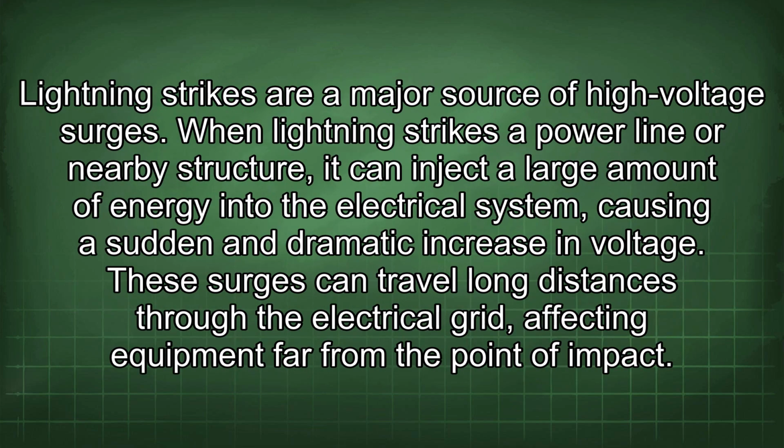Lightning strikes are a major source of high-voltage surges. When lightning strikes a power line or nearby structure, it can inject a large amount of energy into the electrical system, causing a sudden and dramatic increase in voltage. These surges can travel long distances through the electrical grid, affecting equipment far from the point of impact.